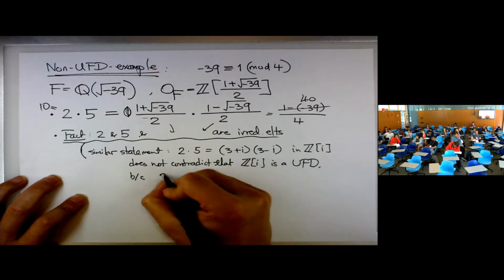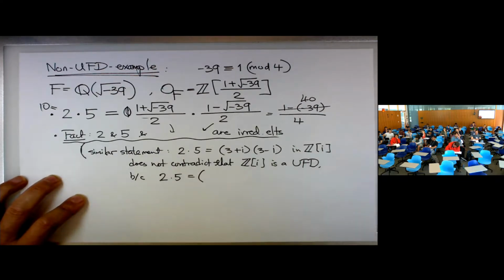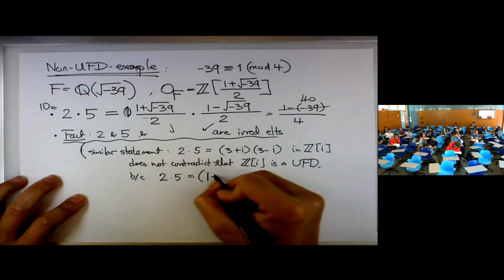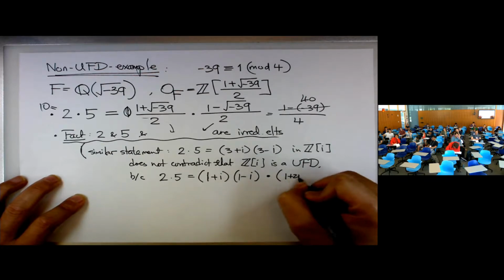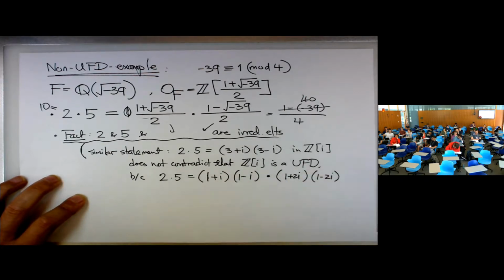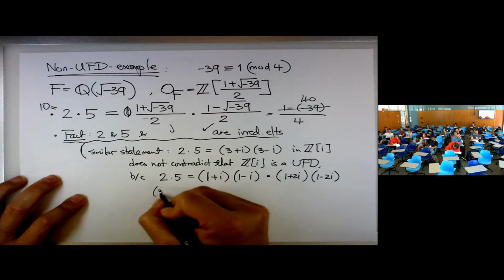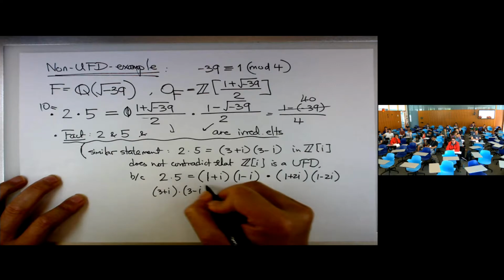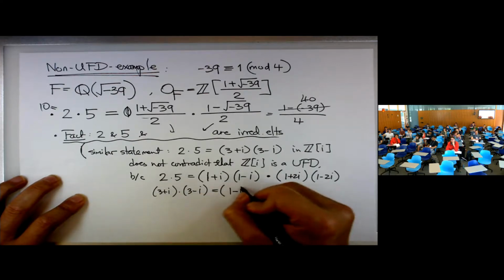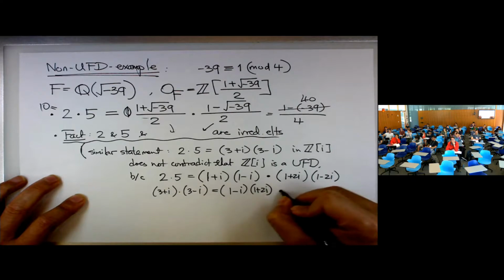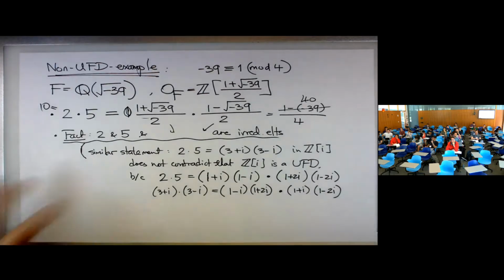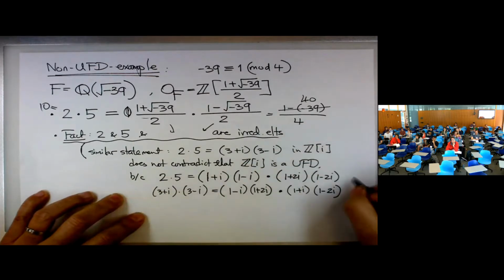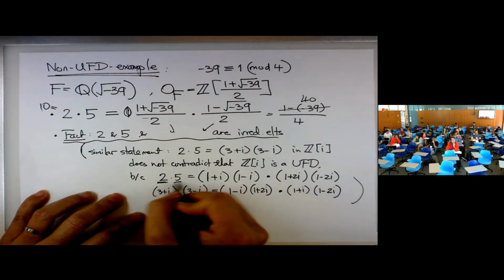Because really, 2 times 5 can be factored as, let me arrange the numbers in a good way. So 1 plus i, 1 minus i, that's 2. 1 plus 2i, 1 minus 2i, so that's 5. And the other 2, you can kind of trust me, because obviously I did this exercise before. Okay? So somehow in Z[i], this number 2 and 5 are not irreducible.